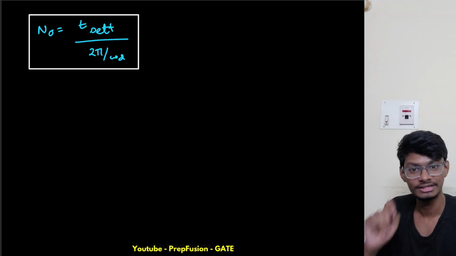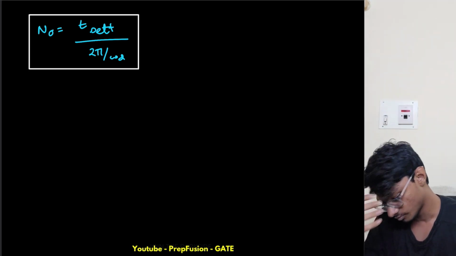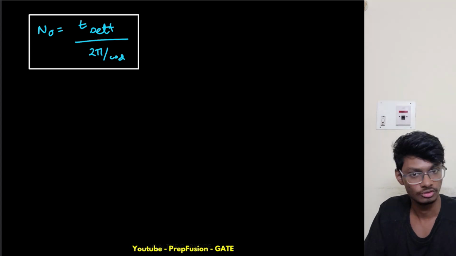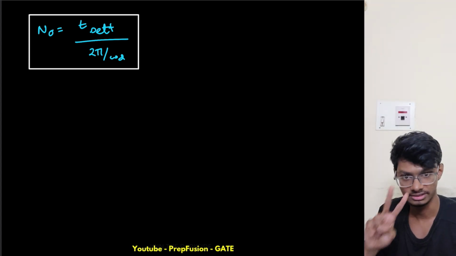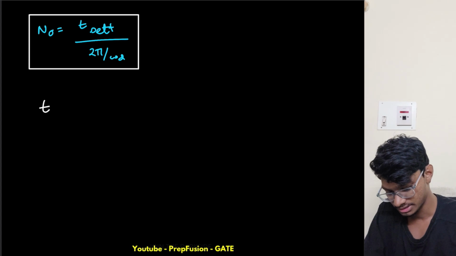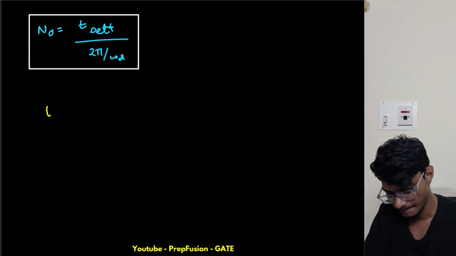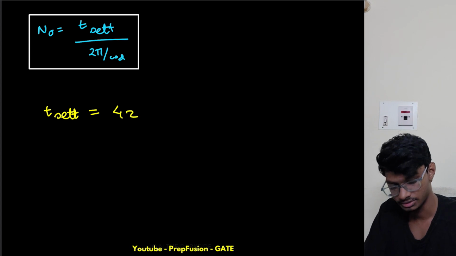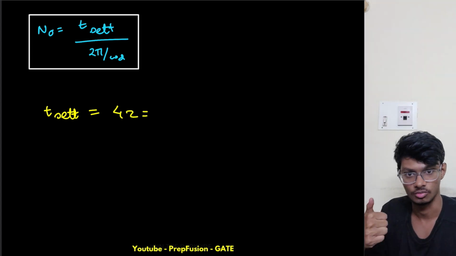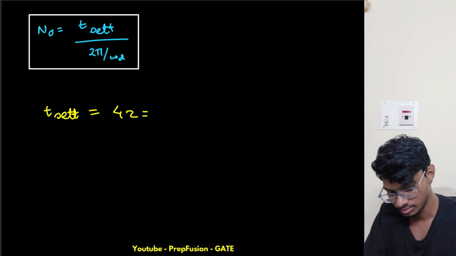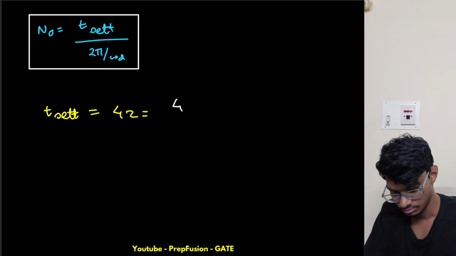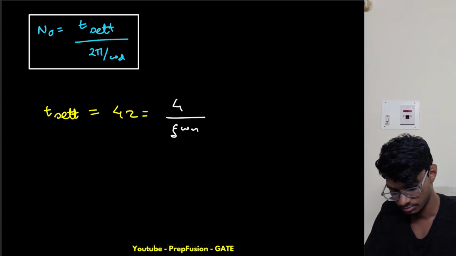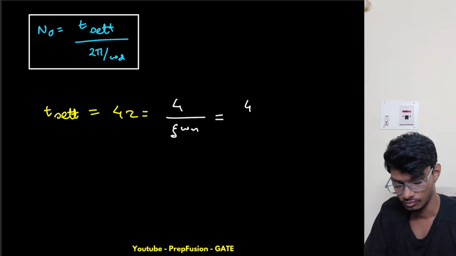So what is my t settling again? You remember the formula, the 2% error band it has told. So my t settling equals 4 tau, not 3 tau. And what is my tau? Tau is 1 by zeta omega n. So it will be 4 by zeta omega n.